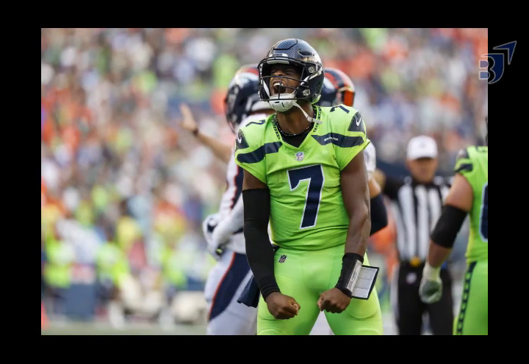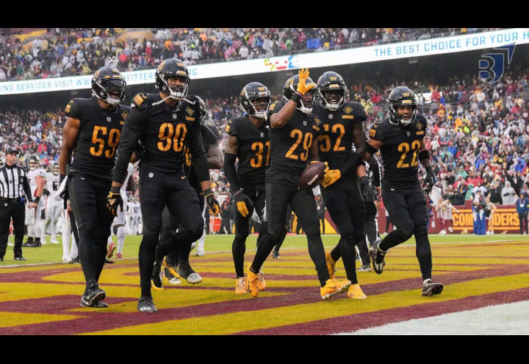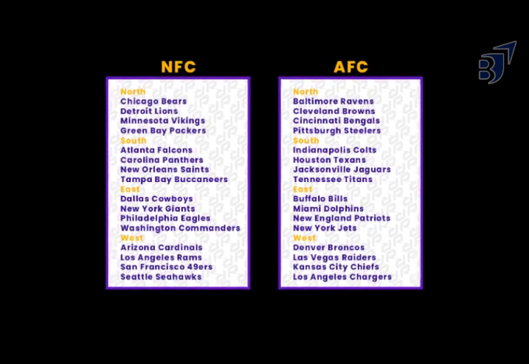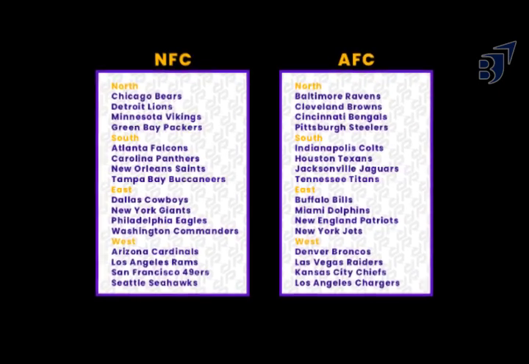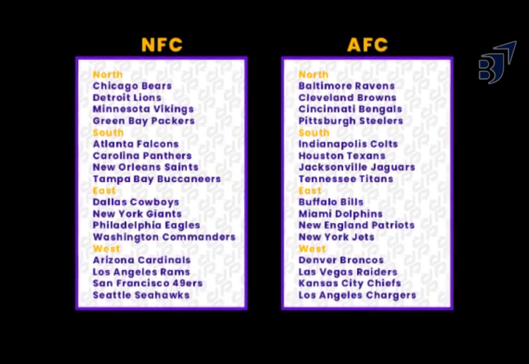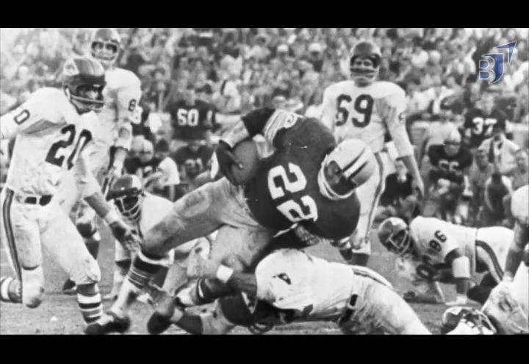3. The National Football League is divided into 2 divisions, which are known as conferences. They are, namely, the National Football Conference, NFC, and the American Football Conference, AFC. Every conference is broken into 4 divisions, and each of those divisions contains 4 different teams. 4. On January 15, 1967, the first ever Super Bowl game was played.